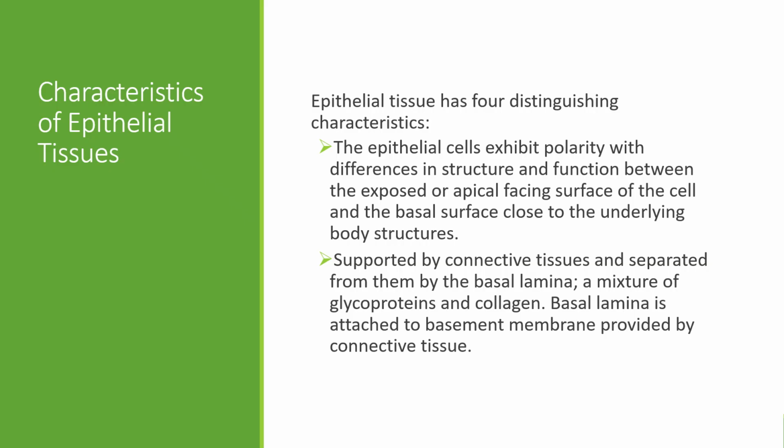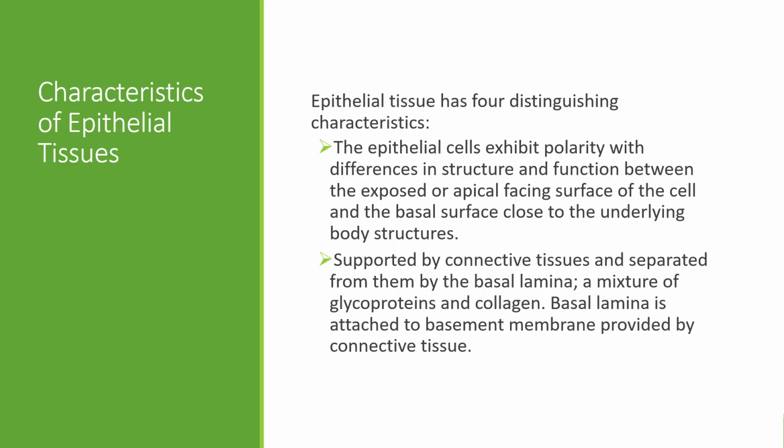Some characteristics: how do we know what puts it into this group called epithelial tissue? There are 4 distinguishing characteristics. Epithelial cells have what's called polarity, meaning that when we look at the cell, the 2 ends of the cell, the part that's facing into the body and the part that's facing outside of the body, are different from each other. They're not the same. So that's what they're explaining there in that first point.